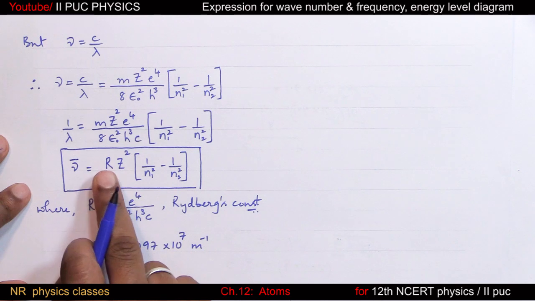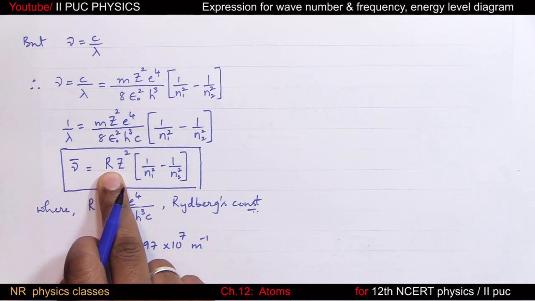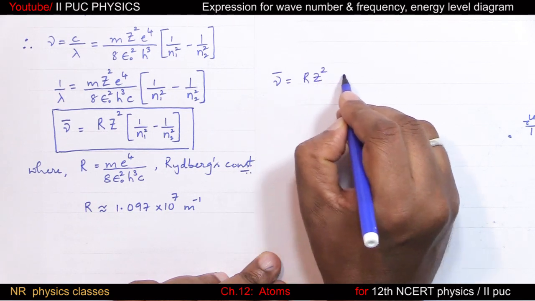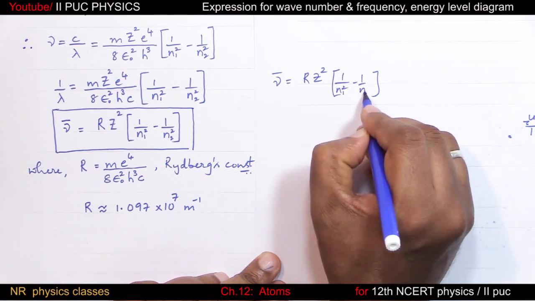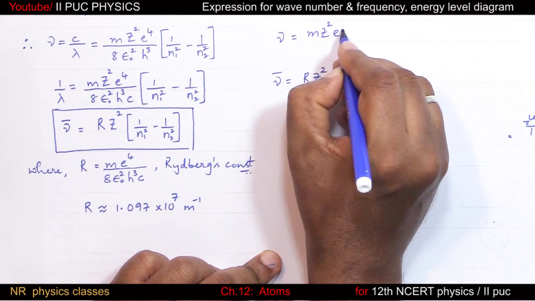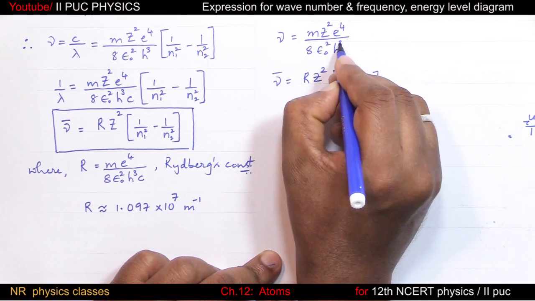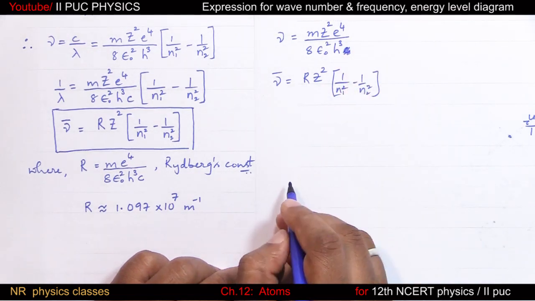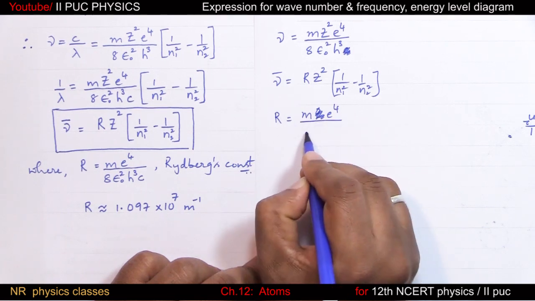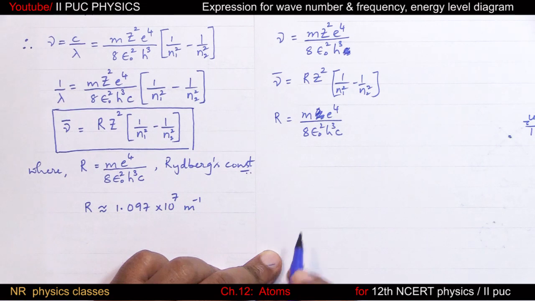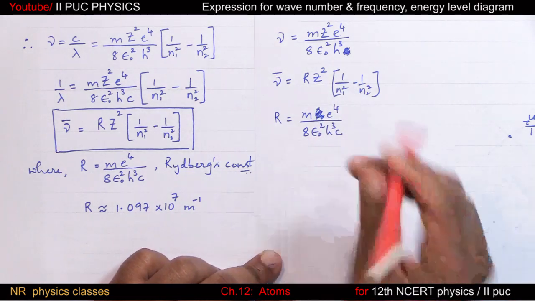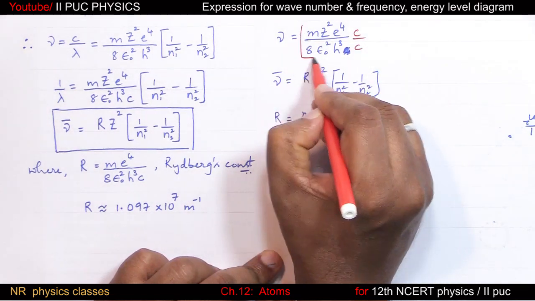Now let us get an expression for frequency in terms of Rydberg's constant. Wave number is r z square constant, 1 by n1 square minus 1 by n2 square, and then expression for frequency is m z square e to the power of 4 by 8 epsilon naught square h cube, and expression for Rydberg constant is m z square e to the power of 4 by 8 epsilon naught square h cube c. In Rydberg's constant there is speed of light. In frequency there is no speed of light. So let us multiply and divide this by c, okay, and collect these terms.